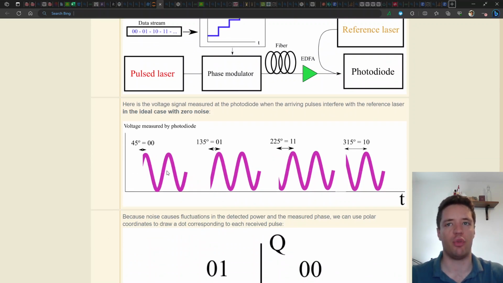Now, this is a very idealized situation where we're assuming that essentially in this diagram here, I'm ignoring any kind of noise that's present. We're ignoring any sort of shaking back and forth of the phase, which would change this phase value. We're also ignoring any kind of amplitude fluctuation that might arise from the noise from the EDFA.